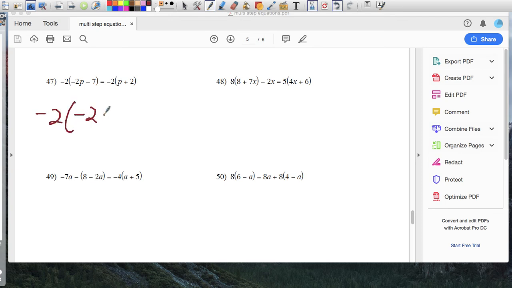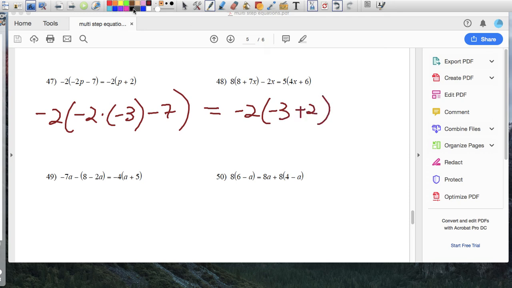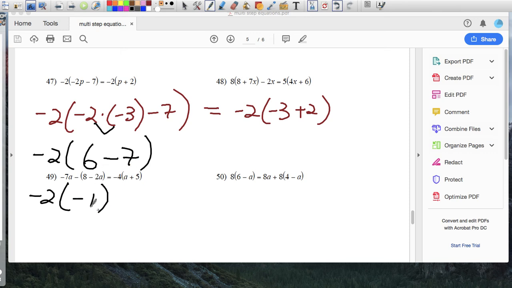-2 times (-2 times -3 minus 7) equals -2 times (-3 plus 2). Order of operations, so this -2 is going to wait a little bit. Multiply these two. 2 times 3 is negative times a negative, so that gives me a 6. So that's going to give me 6 minus 7. -2 stays. 6 minus 7 is -1. Negative times a negative is a positive, so I get 2.